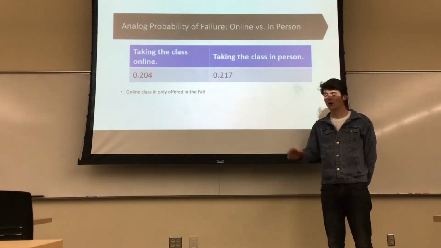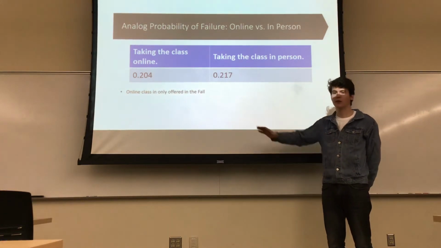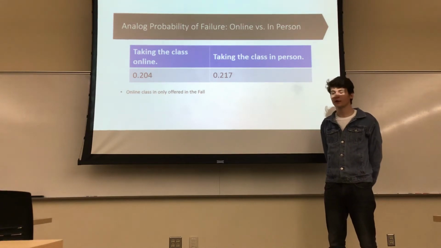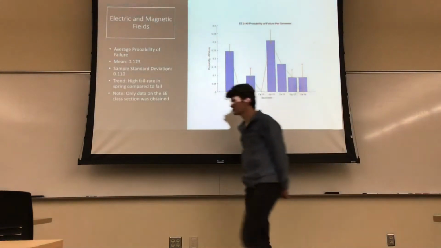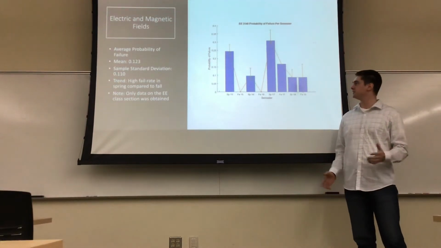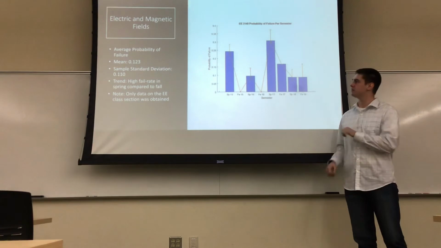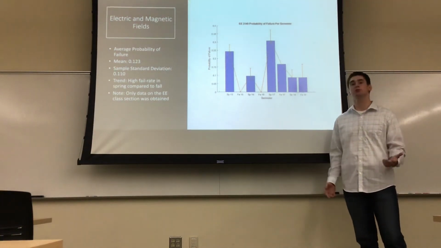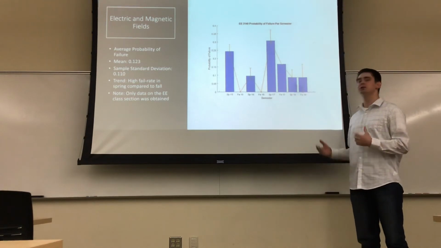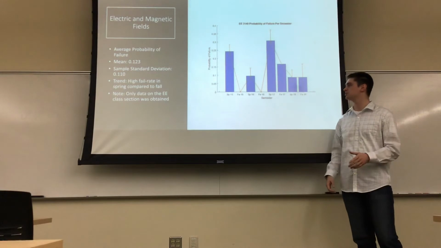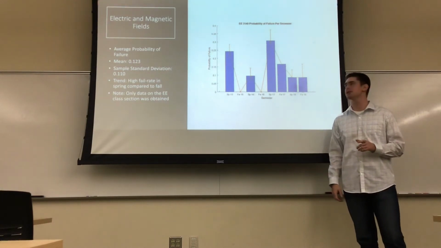It should be noted that only the online section was offered in the fall, which might impact a role from the last slide where the fall and spring had a significance on the fail rate. So for electric and magnetic fields, we had a fairly large standard deviation of about 11%. But if we average that, we had a mean of about 12.3%. And one thing to note is that we had a large fail rate in the spring semesters as compared to the fall. And we'll take a closer look at that in a little bit.